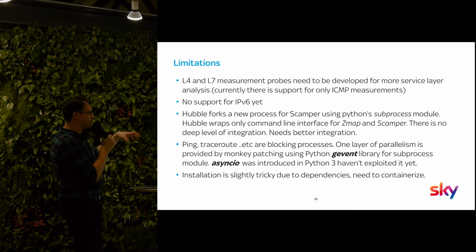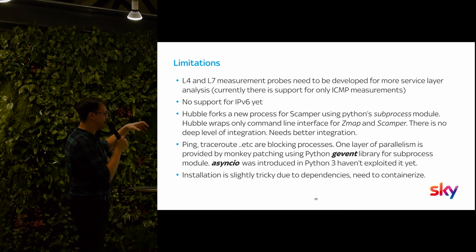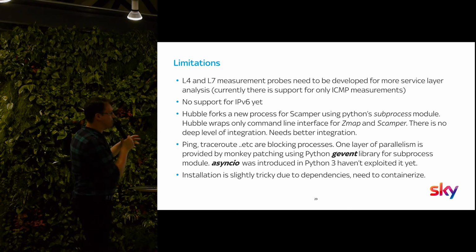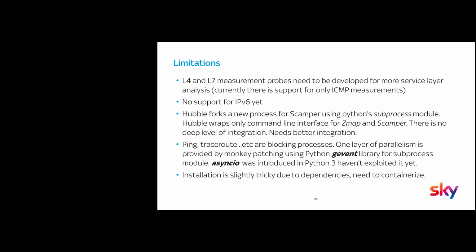Obviously you can have multiple probers for the same transit provider. That's one of the scaling options. But I think I need a better integration. I'm not good at C, but if I learn a bit more C, then I can. Or if somebody comes and integrates with the C library of those measurement tools, that would be even better.